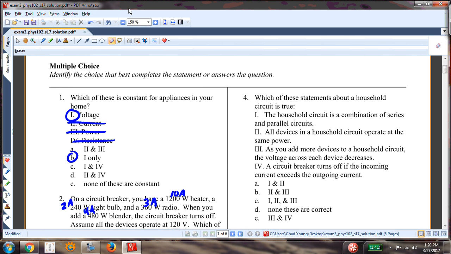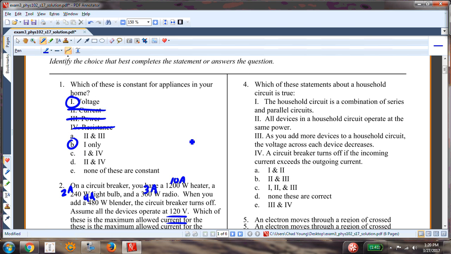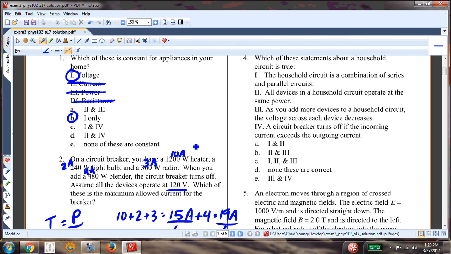And now number 4. Which of these statements about a household circuit is true? The household circuit is a combination of series and parallel circuits. Not true. All devices in a household circuit operate at the same power. Also not true. They operate at the same voltage. As you add more devices, the voltage across each device decreases. That's not true. That would be true for a series circuit, which it is not. And then a circuit breaker turns off if the incoming exceeds the outgoing current. That's not true. It turns off if it exceeds a set value, say 15 amps or 20 amps or whatever. So it's like none of those are true.